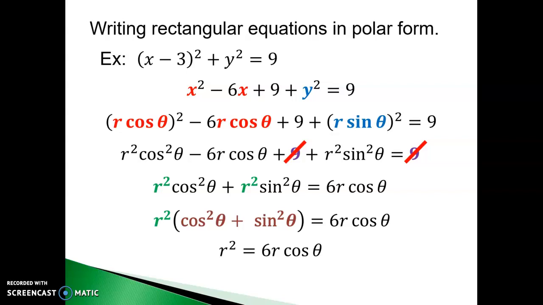But notice we have r's on both sides of the equation and we don't need that. So let's go ahead and divide both sides by r. And that means that r is equal to 6 cosine of theta.